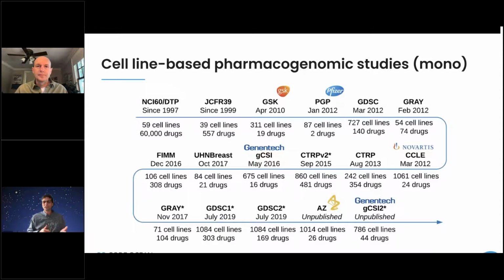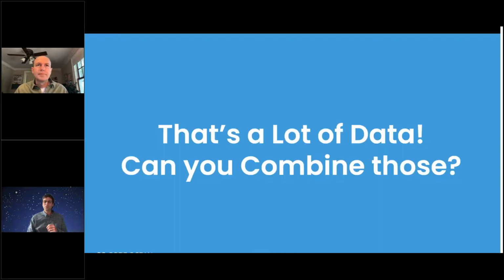So you can see that GlaxoSmithKline, Pfizer, Genentech, AstraZeneca, and Novartis all contributed public data sets for the research community to leverage, as well as their competitors. You can see that academic labs have done the same along the years. So it's really a massive amount of data that you can now use for biomarker discovery.